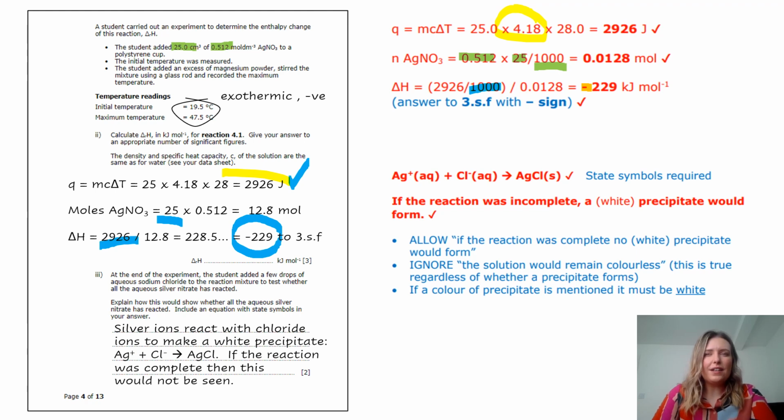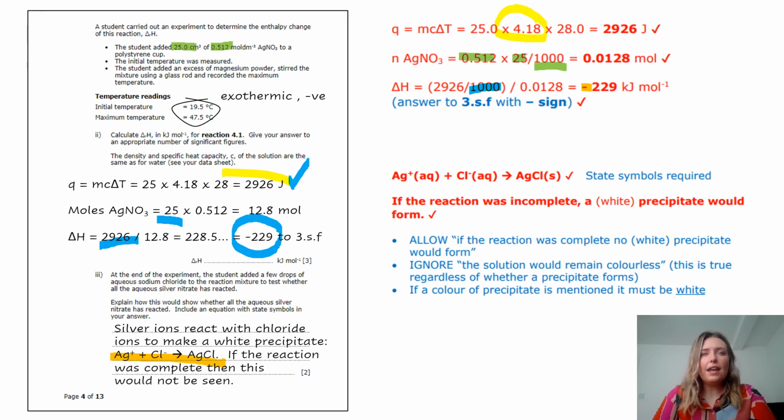So, final question. In this final question, on this page, it says at the end of the experiment, the student added a few drops of aqueous sodium chloride to the reaction mixture to test whether all of the aqueous silver nitrate had reacted. Explain how this would show you whether all the silver nitrate has reacted. Include an equation with state symbols in your answer. So my student included the equation. The equation is correct, but unfortunately it doesn't have state symbols, so they don't achieve the mark.